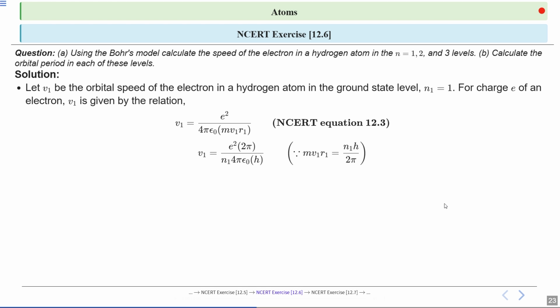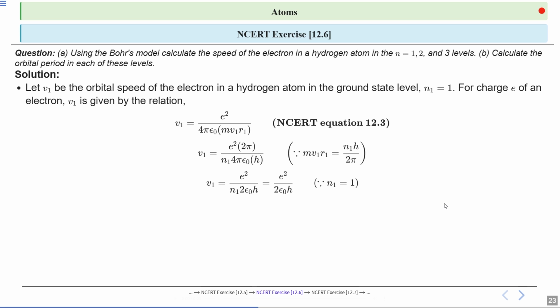Now let's substitute the quantization condition from Bohr's model, which says that m v1 r1 equals n1 h divided by 2 pi, where h is Planck's constant. Plugging this into our previous equation, we get a new expression for v1. Notice how the quantum number n1 appears in the denominator, showing that the speed depends on which energy level the electron is in.